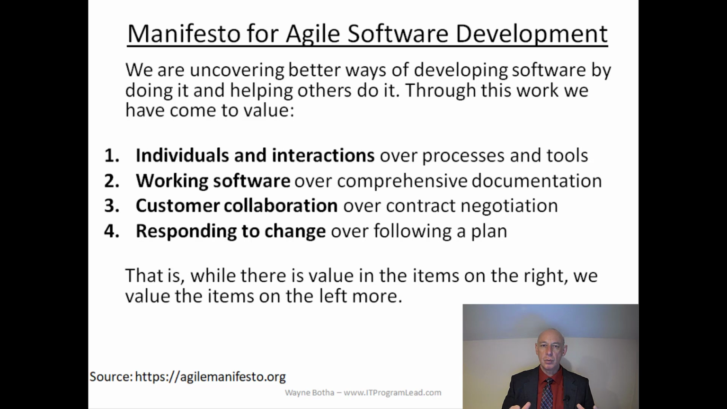So in 2001, the Agile Manifesto was written. The Agile Manifesto for Software Development says, "We are uncovering better ways of developing software by doing it and helping others do it. Through this, we have come to value, first of all, individuals and interactions over processes and tools, working software over comprehensive documentation, customer collaboration over contract negotiation, and responding to change over following a plan."